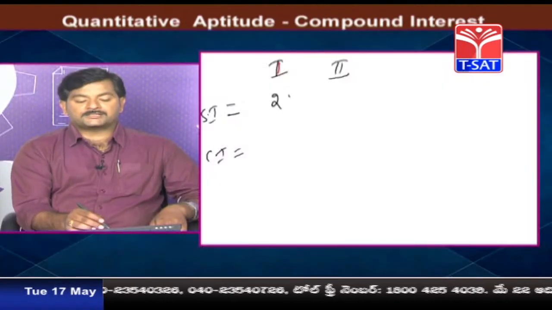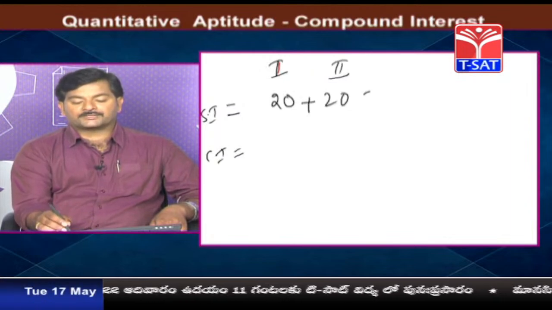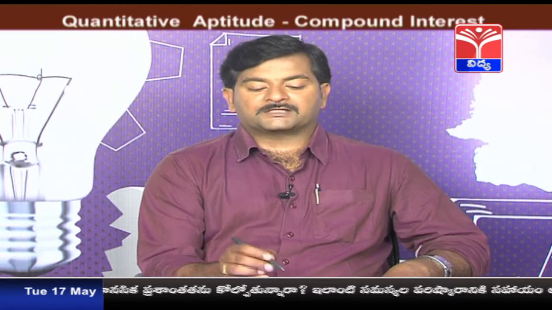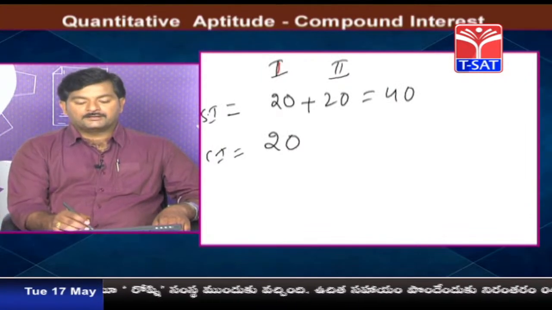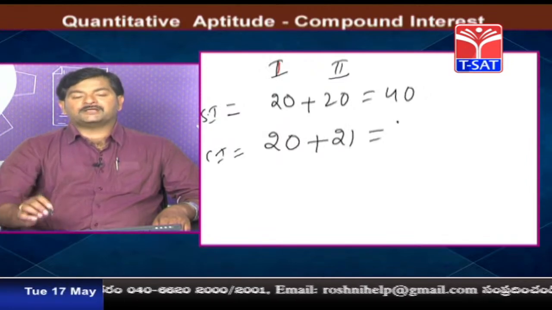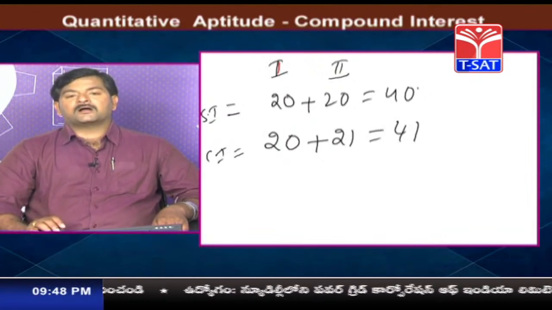Total simple interest how much is given? 40 rupees. We know first year simple interest is 20 rupees and second year simple interest is also 20 rupees. Total simple interest is 40 rupees. For the first year there is no difference in simple interest and compound interest. That's why my first year compound interest must be 20. So the second year must be 21. 20 plus 21 is 41. So 2 years simple interest and 2 years compound interest.